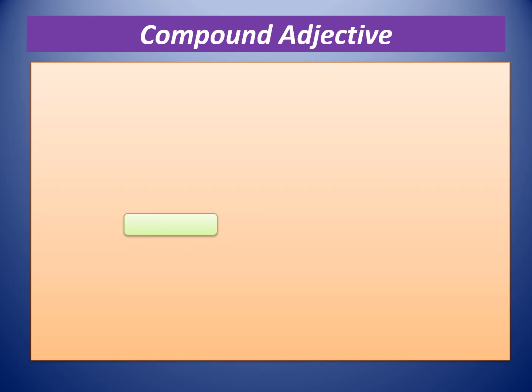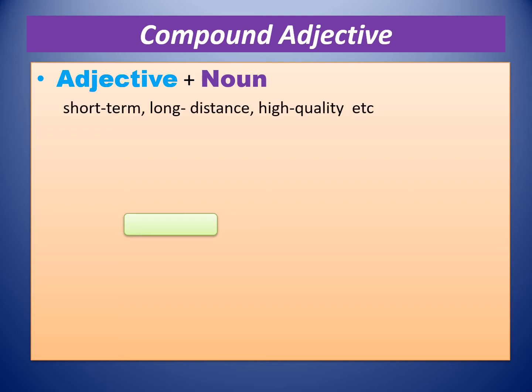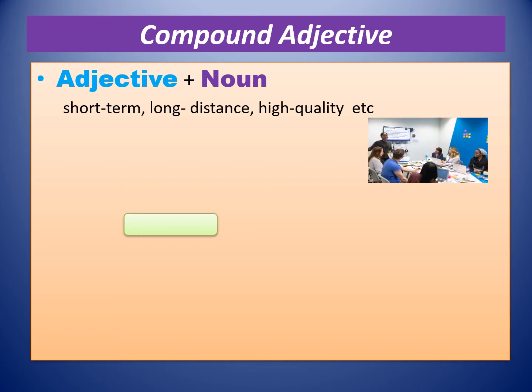Students, let us see the next one. Compound adjectives are formed with an adjective and a noun. See the examples. Short-term, long-distance, high-quality, etc. Here, in short-term, short is an adjective, term is a noun, long is an adjective, distance is a noun, high is an adjective, quality is a noun. Let us frame some sentences using these compound adjectives. See the picture. Some coaching is going on.